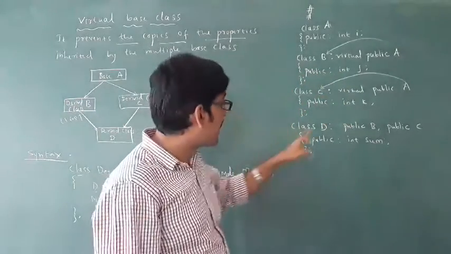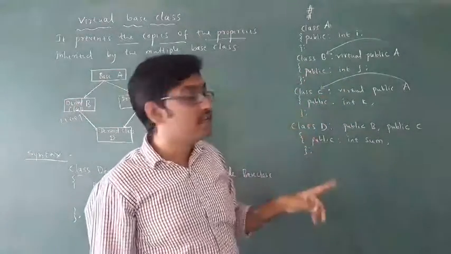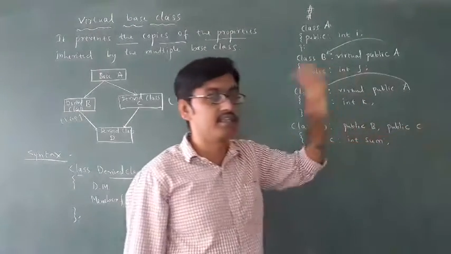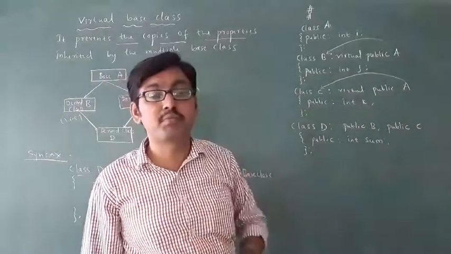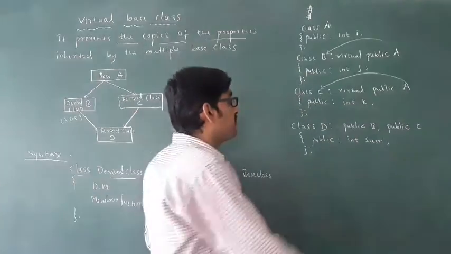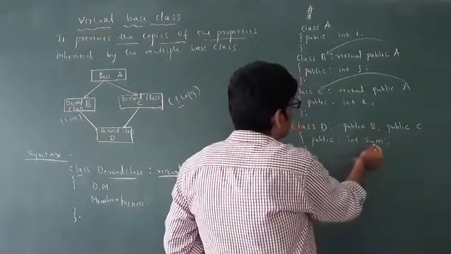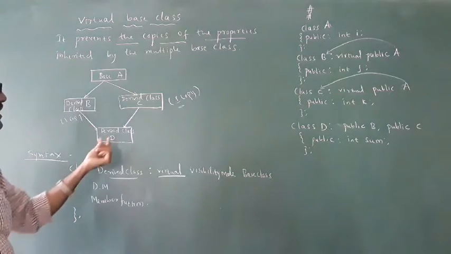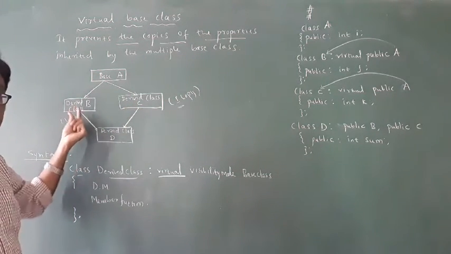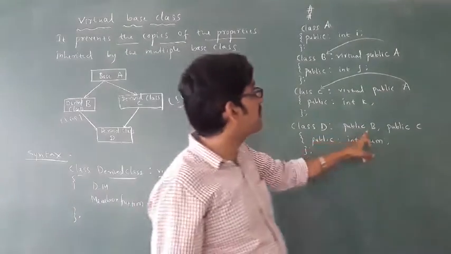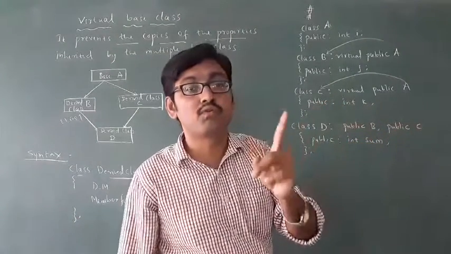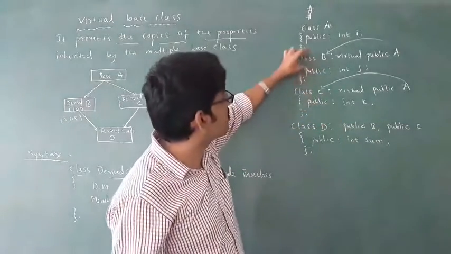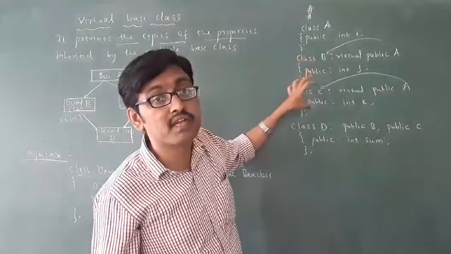Next class D. Now class D wants the properties of B and C at a time, both. Then you write public int sum. D takes the property from B and C. That's why you have to write public B, public C without using virtual. Only B and C need the virtual keyword.